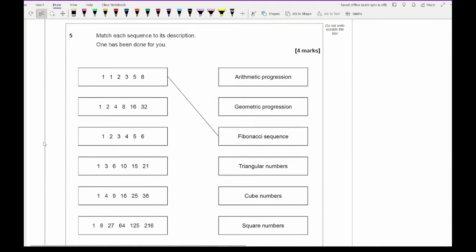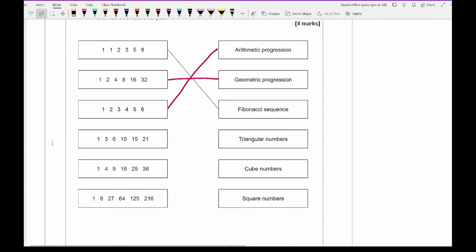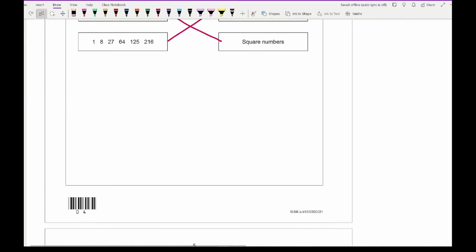Then moving on to question 5, it says match each sequence with its description. For this, it's just a case of knowing what an arithmetic progression is, basically where the difference between all the numbers is the same. A geometric progression is where you're multiplying, or the ratio between two consecutive numbers is the same. So here, this is going to be a geometric progression, and this is an arithmetic progression. In terms of the rest, 1, 3, 6, 10 are triangle numbers, 1, 4, 9, 16 are square numbers, and 1, 8, 27 are cube numbers. So the joining of the lines should look something like that.